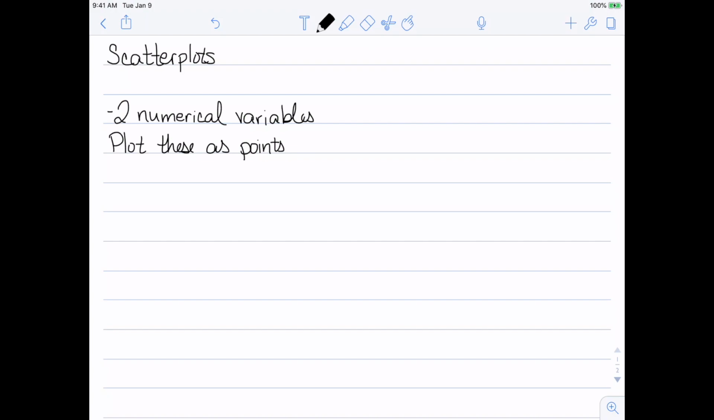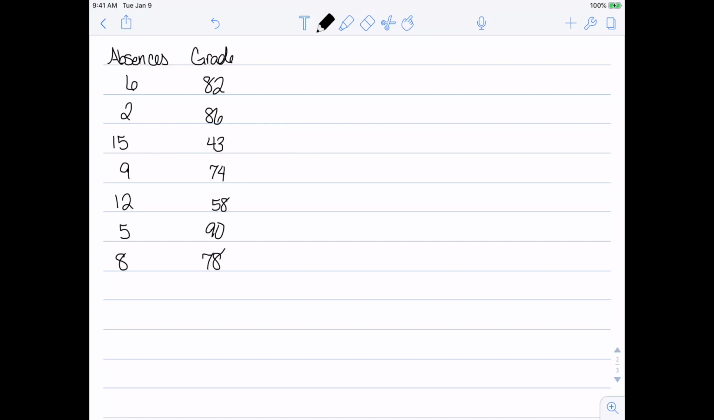So let's look at a couple of examples. Here I have data for absences a student has and then their grade in the class. So this would be the two numerical variables, the absences and the grades. And each one of these students has a number of absences and they have a grade, and each one of those will be a single point.